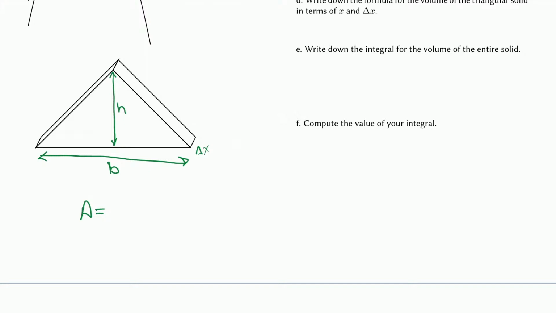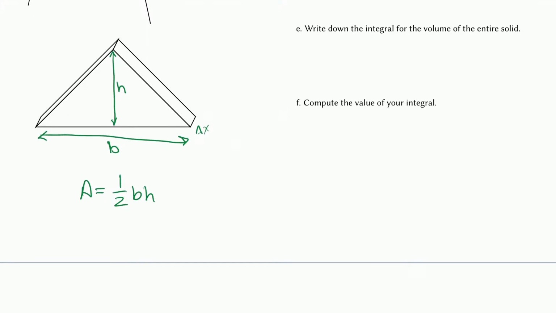Very nice. Yeah. Base times height times 1/2. Probably most of us are more comfortable putting the 1/2 in front. Either way works though. I'm going to put the 1/2 out front. So 1/2 base times height. Perfect. So that's the area of this triangle.